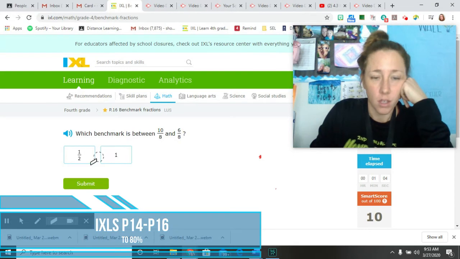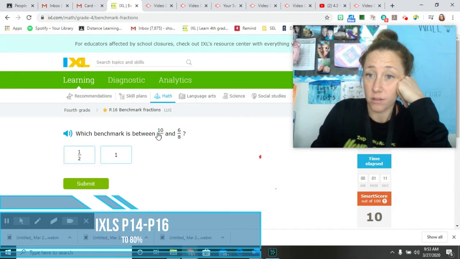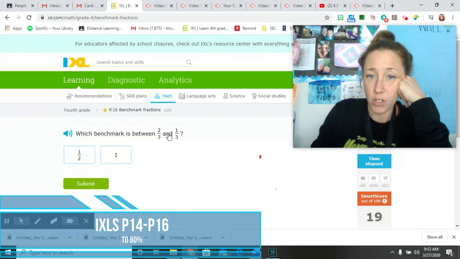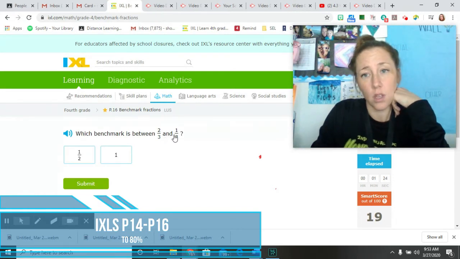Okay. So this one, between 10/8 and 6/8. Well, 10/8 is greater than a whole again. And 6/8 is greater than a half, so it has to be 1. Between 2/3 and 1/3. Neither of these are greater than a whole. So the one that would come between would be 1/2.